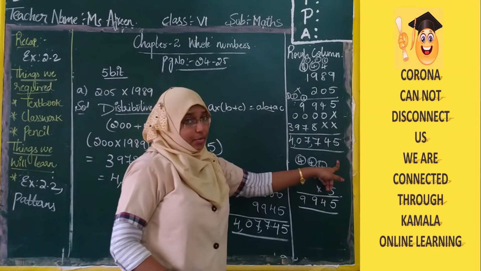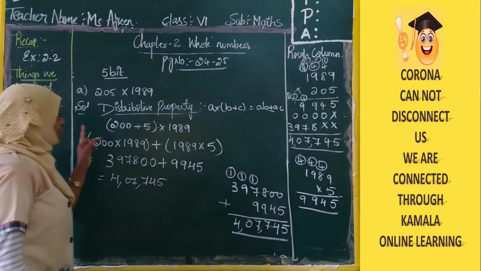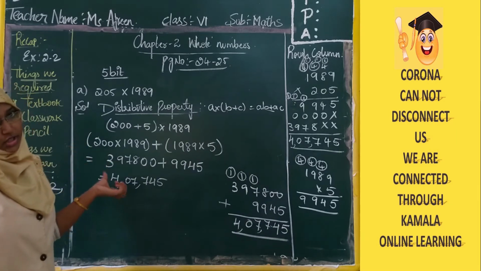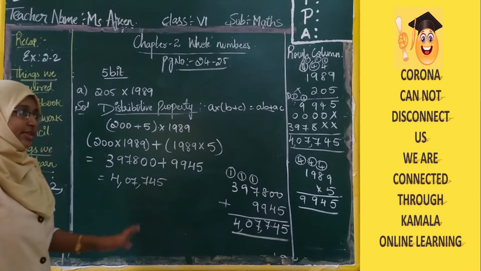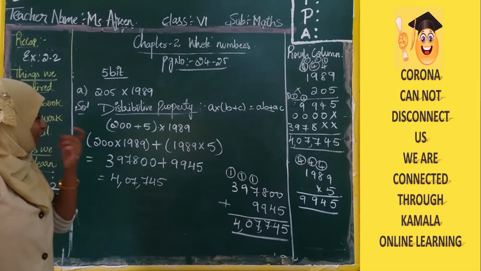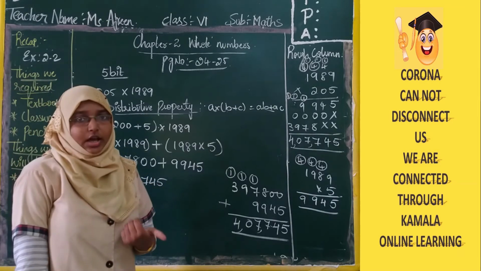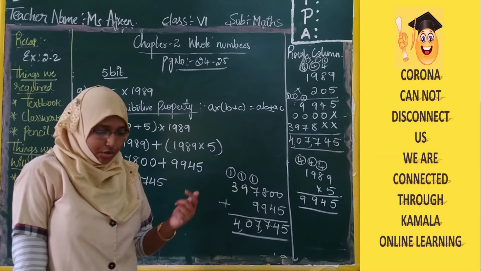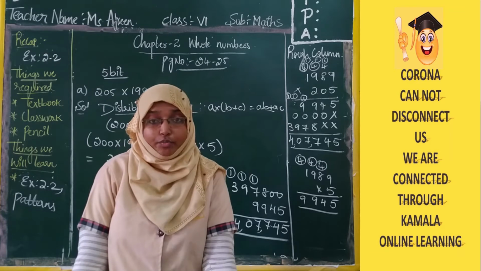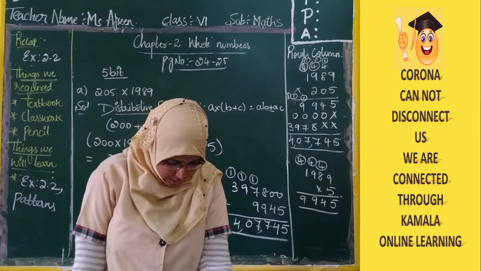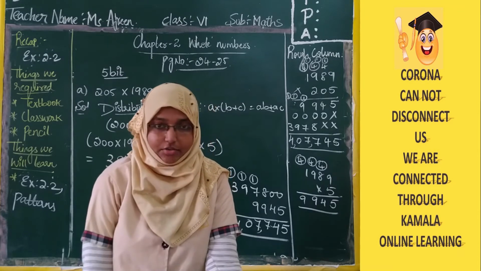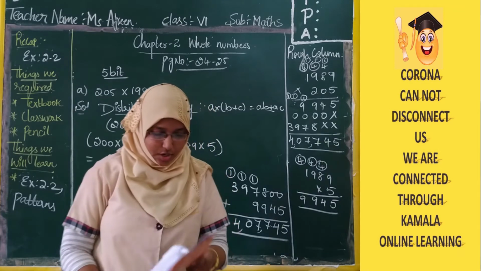We have used the closure property here, right? So the distributive property we have satisfied. By using all the 3 properties we got the same answer, that is 4,07,745. I hope it is very clear. We have used 3 properties: closure, commutative and distributive. The same method you can try for the next one, that is 1,991 into 1,005, right? Let us move with the next one.